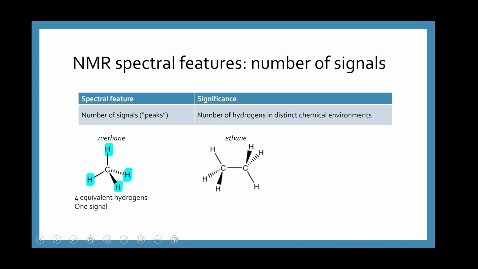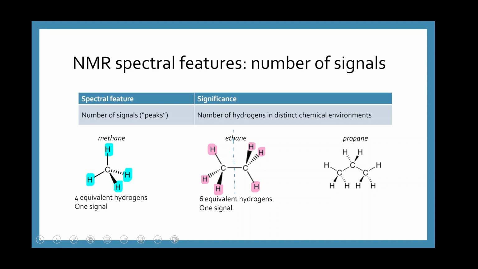Then we have ethane. Now, ethane has 6 hydrogens. Each of them are bonded to a carbon that's bonded to another carbon with another CH3 group. So there is a plane of symmetry down the molecule, and so all 6 of these hydrogens are in the same chemical environment. They are equivalent as far as NMR goes, and so they also would produce one signal.